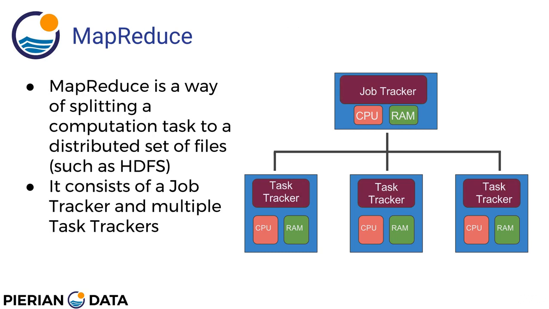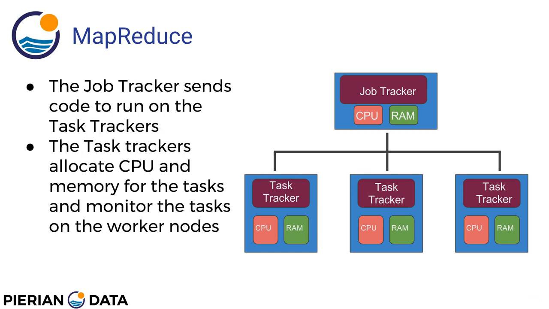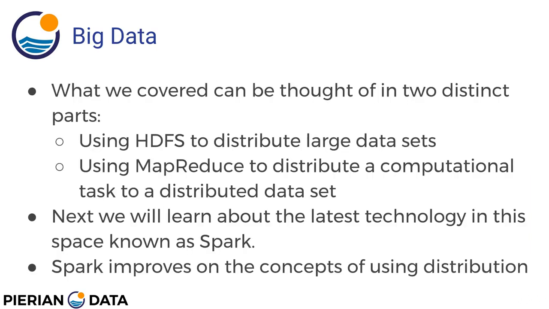And MapReduce is a way of splitting a computational task across a distributed set of files, such as the Hadoop Distributed File System. It consists of a job tracker and multiple task trackers. This idea of trackers is also going to go on with Spark. In the context of MapReduce, the job tracker sends code to run on the task trackers, and then the task trackers allocate the CPU and memory for the tasks and monitor the tasks on these worker nodes. So what we covered can be thought of in two distinct parts: using HDFS to distribute large data sets, and then using MapReduce to distribute a computational task to a distributed data set.